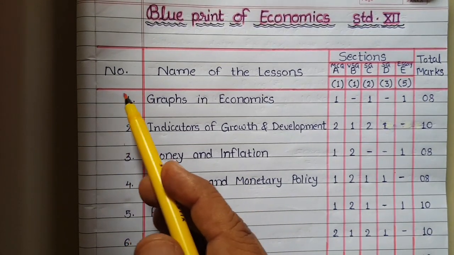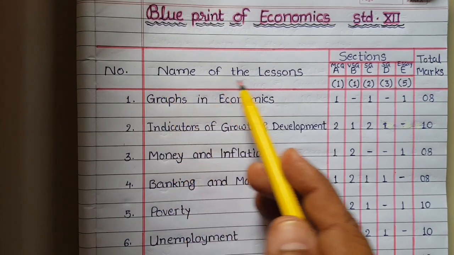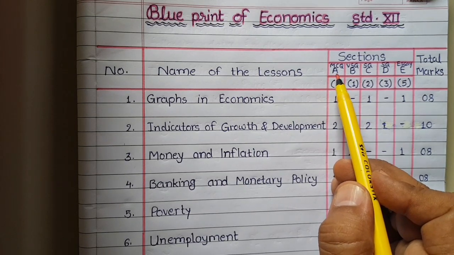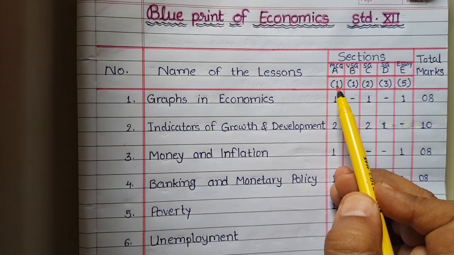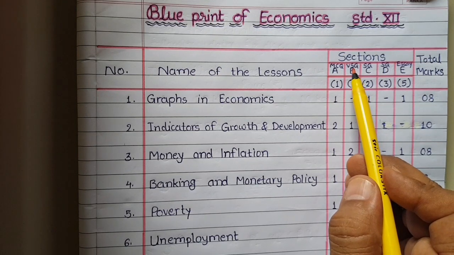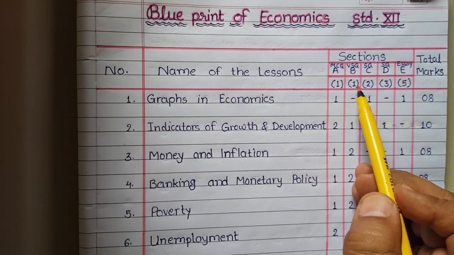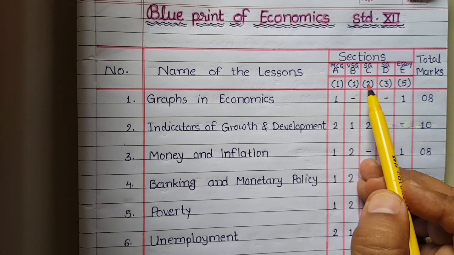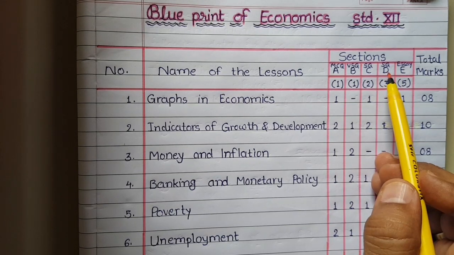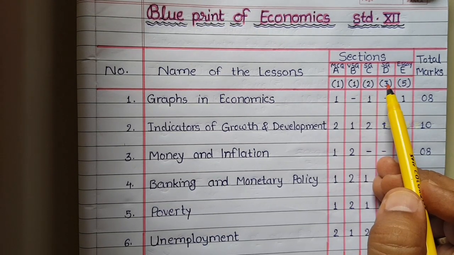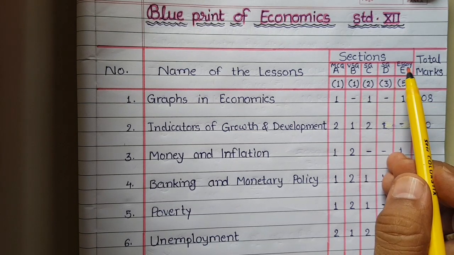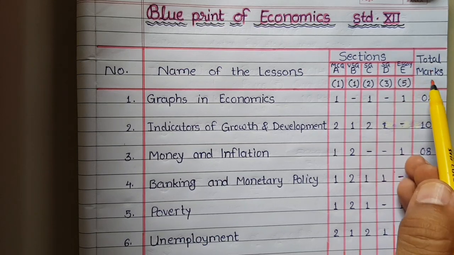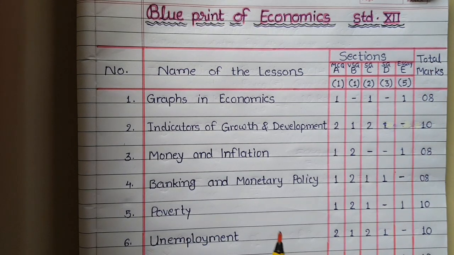In the first column, number of lessons, in the second column, name of the lessons, and then sections are given, in which section A is for MCQ, each question for 1 mark. Section B is for VSQ, means very short question, each question for 1 mark. In section C, short questions are asked for 2 marks each question. In section D, short questions are asked for 3 marks each question. And in section E, essay type questions, means long questions, are asked each question for 5 marks. And here total marks of the lessons are mentioned.